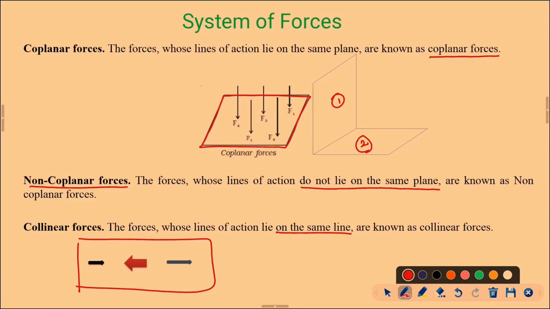This can be split into two. One is like collinear forces. If all the forces are acting in the same direction, we can call it like collinear forces. If one force is acting in this direction, another force is acting in this direction, another force is acting in this direction, we can call it unlike collinear forces.